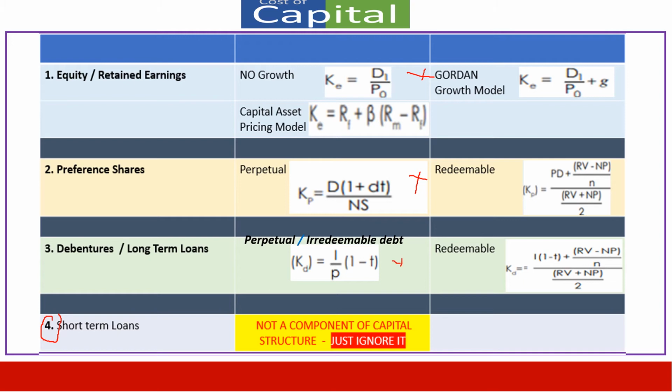Invariably, if you look here now, the rest of the components are the same. Have a look at this. Here it is: preference dividend. Here it is: interest into tax shelter. Otherwise the formula is the same. And here it is the Gordon growth formula, as well as the beta, risk-free return and market premium. And short-term loans are not a part of capital structure.